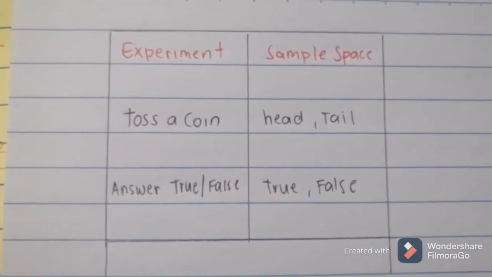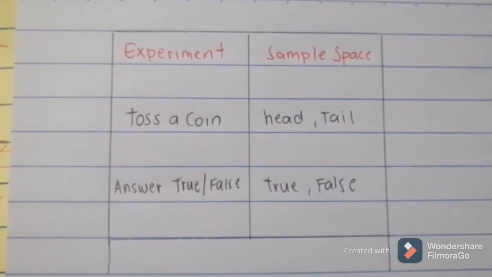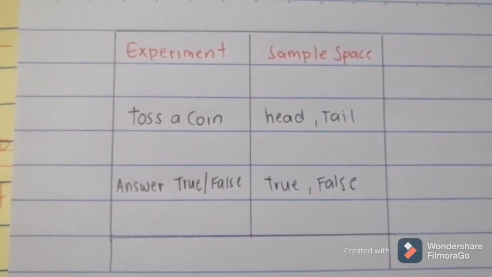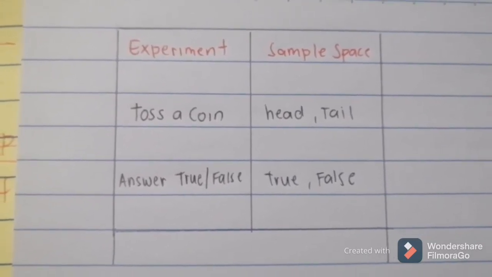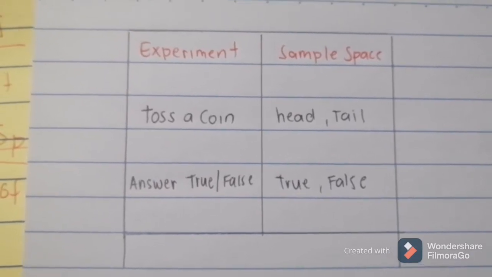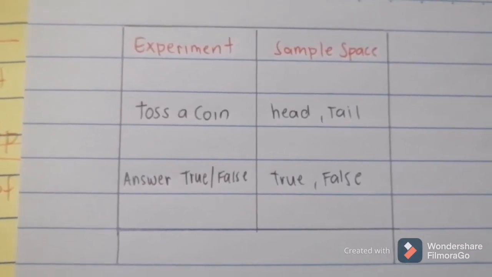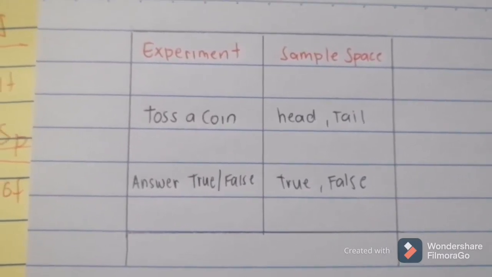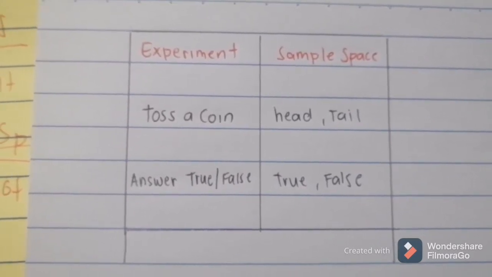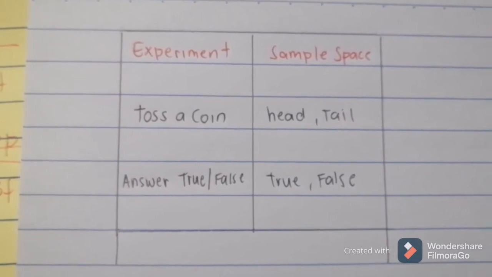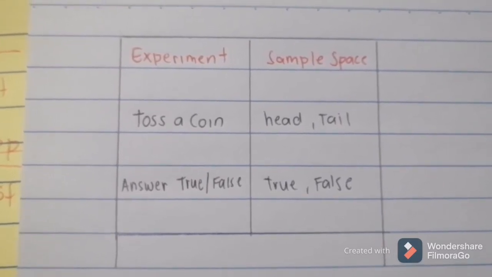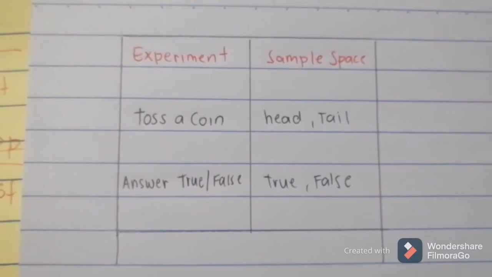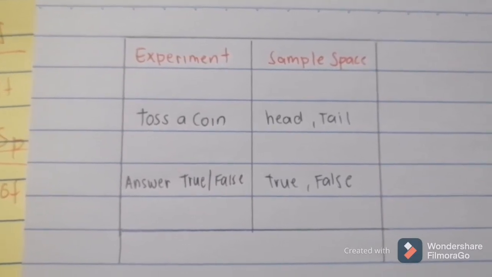So, for example, meron tayong experiment na tossing a coin. So, sa tossing a coin, merong probability na head or tail ang lalabas. So, pag lumabas ang head, ang tawag doon ay outcomes. Pero kung ano yung all possible probability na lalabas sa experiment na tossing a coin, yun ang tawag ng sample space. So, sa answering true or false, mayroong probability na true or false ang lalabas.